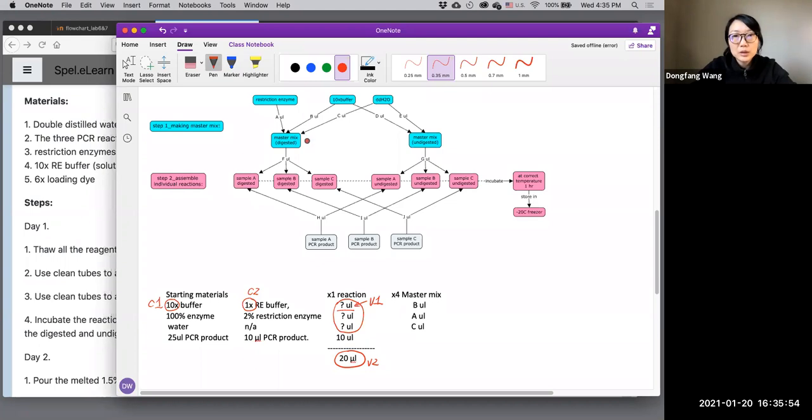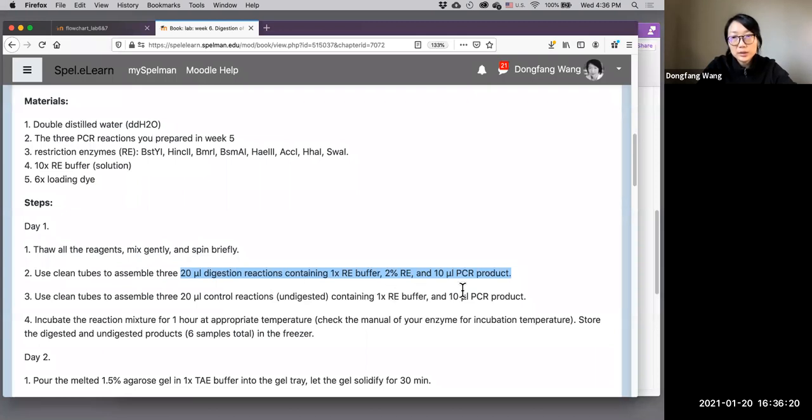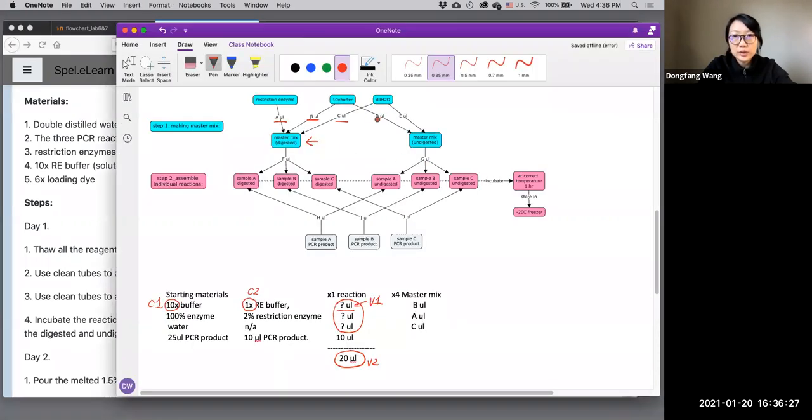This is how to calculate the master mix, solving the values for A, B, and C. Just remember that everything here should add up to 20. Those 4 values should add up to 20. Once you finish the master mix digested, you can do similar steps for master mix undigested. The only difference is that the undigested doesn't contain any enzyme. It only contains buffer and PCR product as indicated in the protocol. This is how to solve the values for D and E.